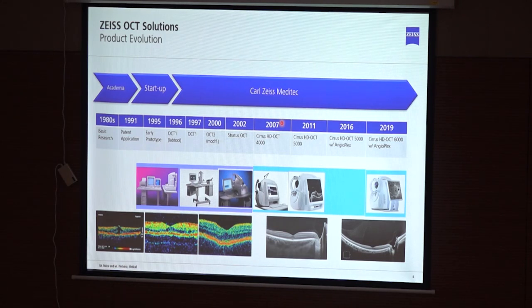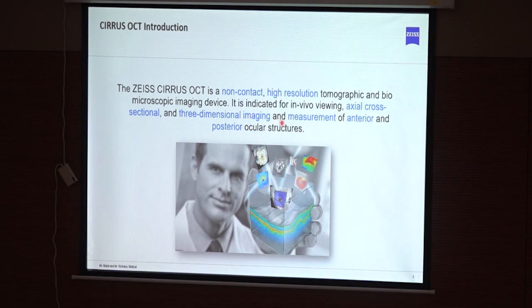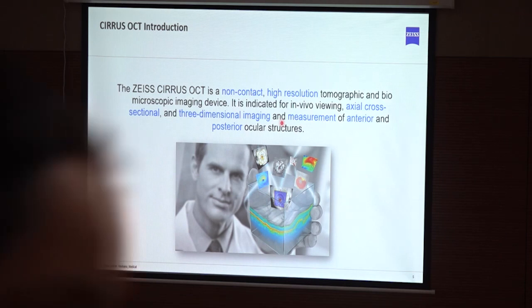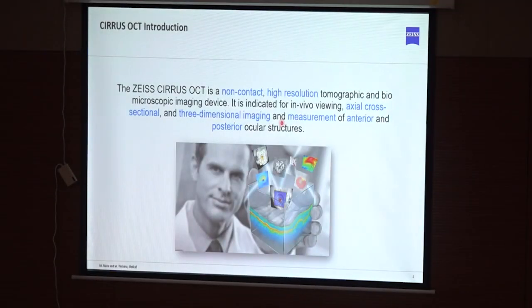Basically, it was a spectral domain OCT, but it has a speed of 1 lakh A-scans per second, and because of that the depth was 2.9 mm. So we will also see that in detail after some slides. OCT is basically a non-contact, high resolution method for in vivo viewing of axial cross-sectional and three-dimensional imaging of the anterior and posterior ocular surfaces.